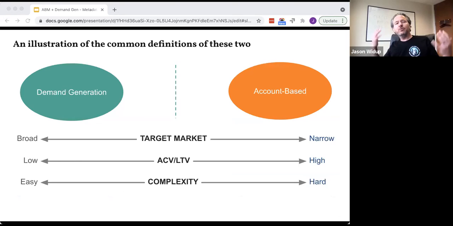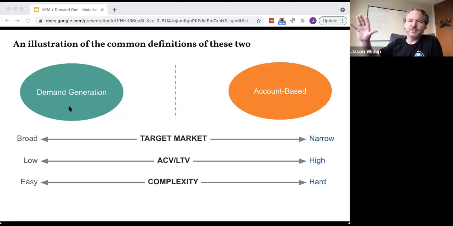Okay, so this is just a quick visual to help ground us in the polar ends of these two things. When you're talking about demand generation, your market is usually broad, versus on the account-based side, you're more narrow. This stuff isn't rocket science. With your ACV, like I talked about earlier, on the demand gen side it's lower than on the ABM side. And the complexity of your sale, or the complexity of understanding what they're buying, on the demand gen side is a little easier, on the account-based side a little harder.